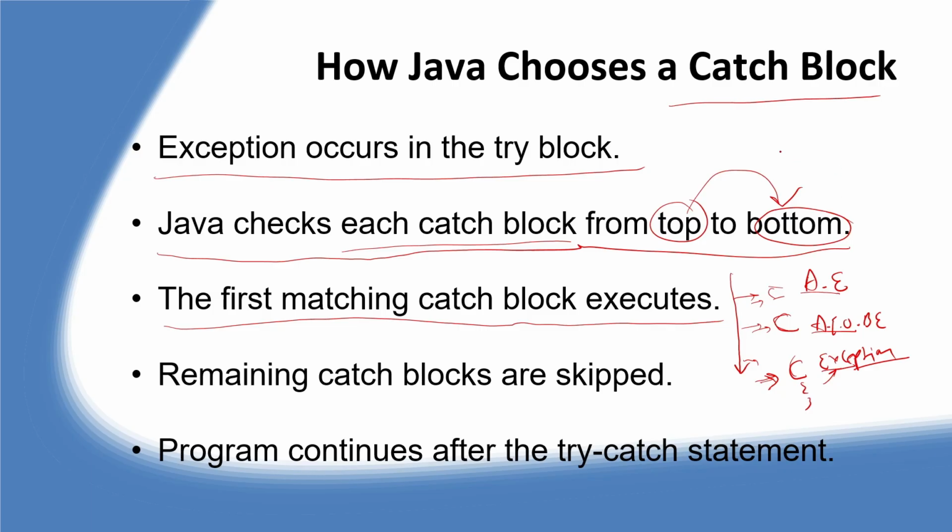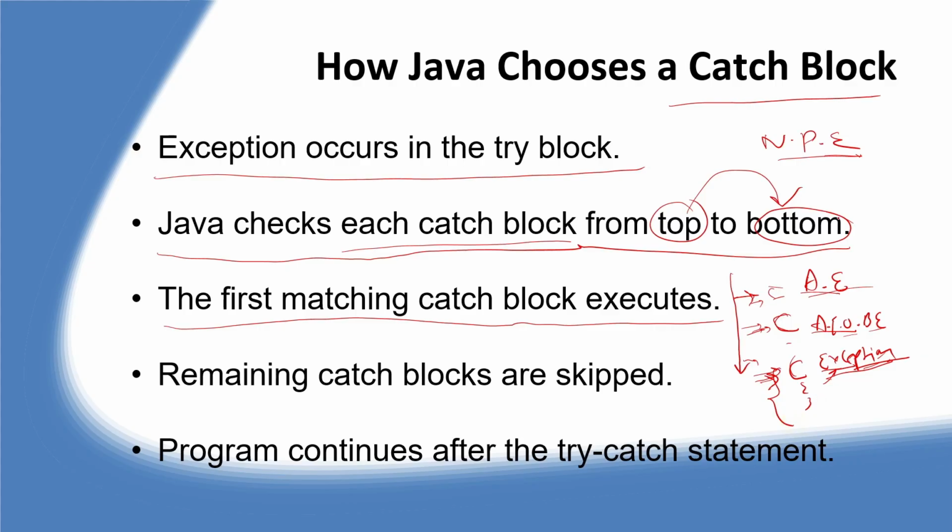So let's say we are getting a null pointer exception. It will check in the first catch block. Okay, arithmetic exception, it is not the matching one. Then the second catch block, array index out of bound, this is also not matching. Then the third catch block, this is the exception catch block. This is the parent class of null pointer exception, a parent class of all exceptions. So this block will get executed.